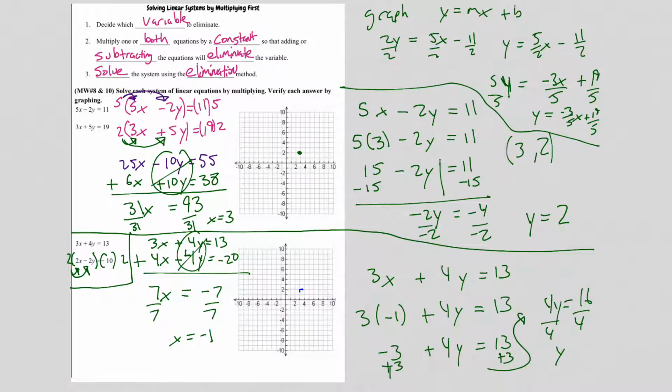Divide both sides by 4. Y is equal to 4. So I have a solution of negative 1, 4. I think the elimination method is not so bad. I hope you agree.